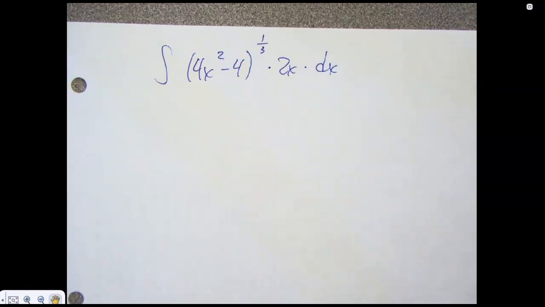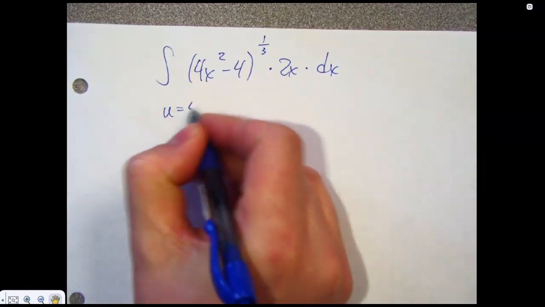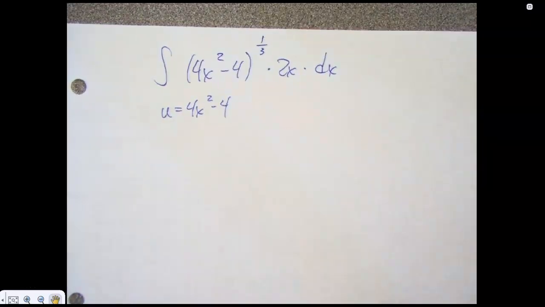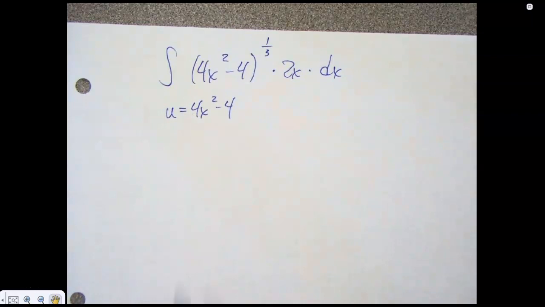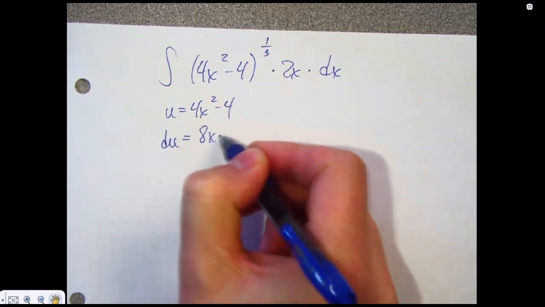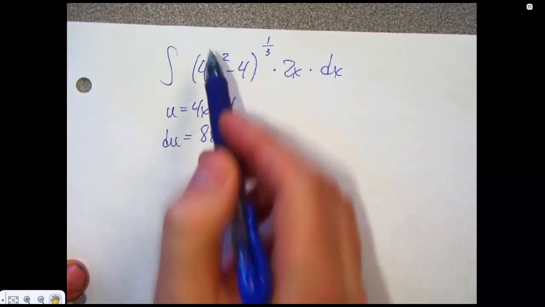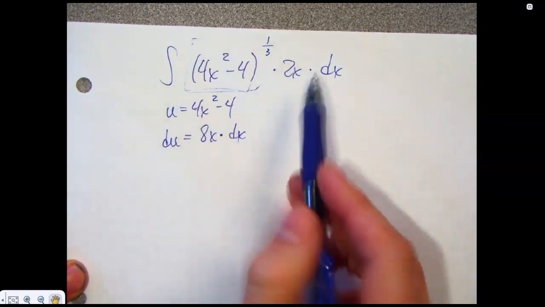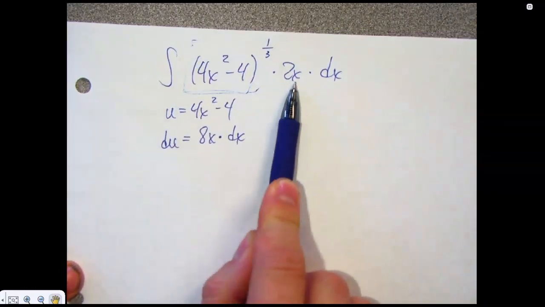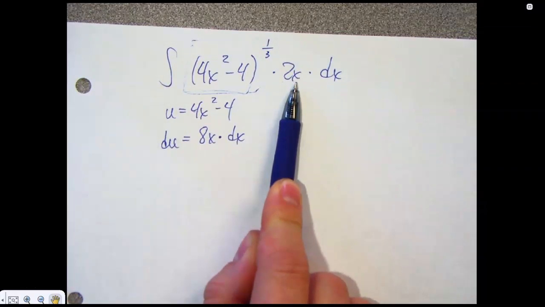So I'm going to start off the same way. I'm going to go, okay, u is going to equal 4x squared minus 4. But then what's du? It's 8x times dx, right? Well, I don't have an 8x. So this 4x squared minus 4 is going to plug in there. It'd be ideal if that were an 8x, but it's not.